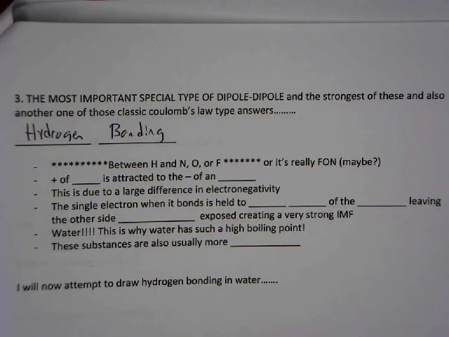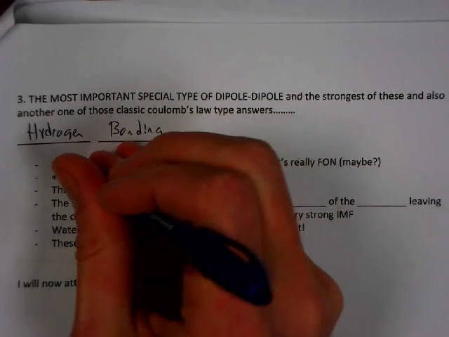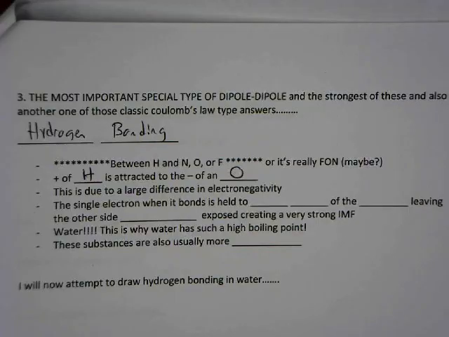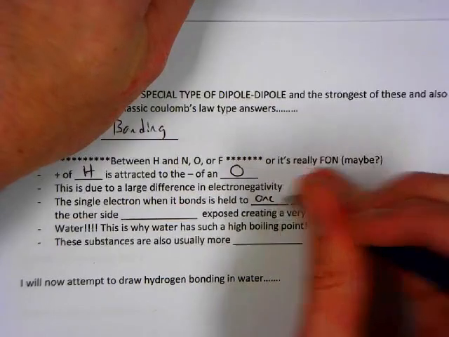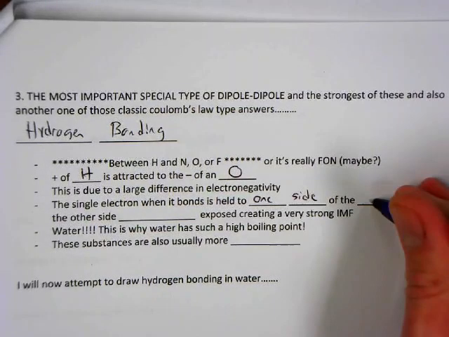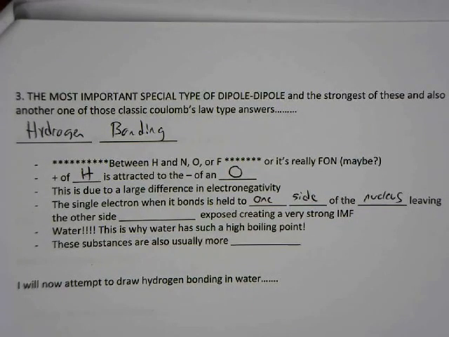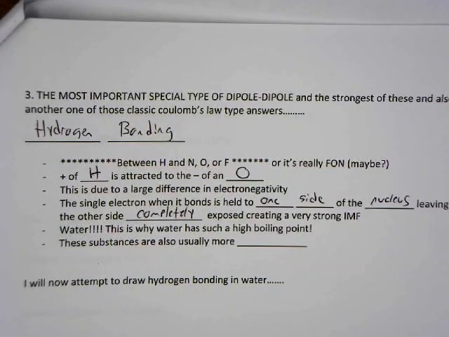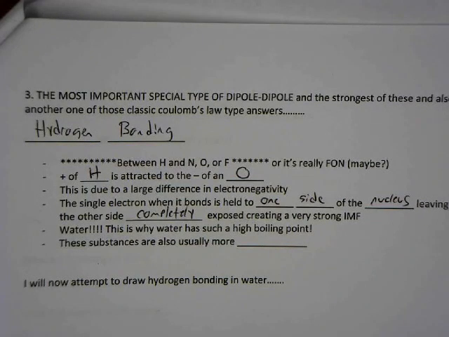Maybe. I don't know. However you guys remember. Or some people remember HNOF. I don't care how you remember it. But when hydrogen bonds with nitrogen, oxygen, or fluorine, the positive end of hydrogen is attracted to the negative of, let's just say, oxygen. Why does this happen? Well, this is a huge difference in electronegativity. So the single electron, when it bonds, is only held to one side. This is so important. It's only held to one side of the nucleus. I'm talking about hydrogen. Leaving the other side completely exposed, because there's no what in hydrogen?